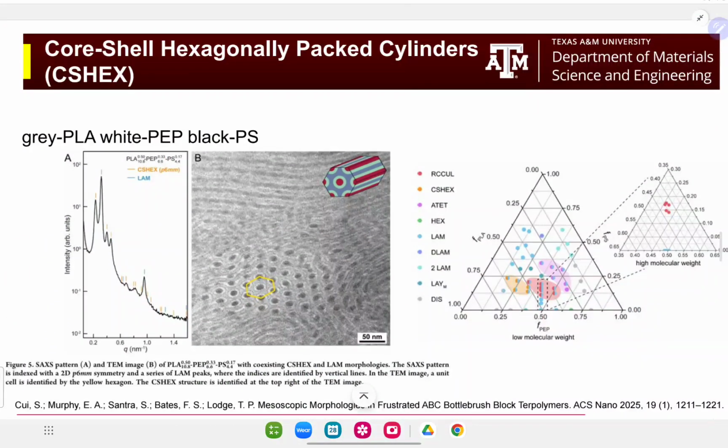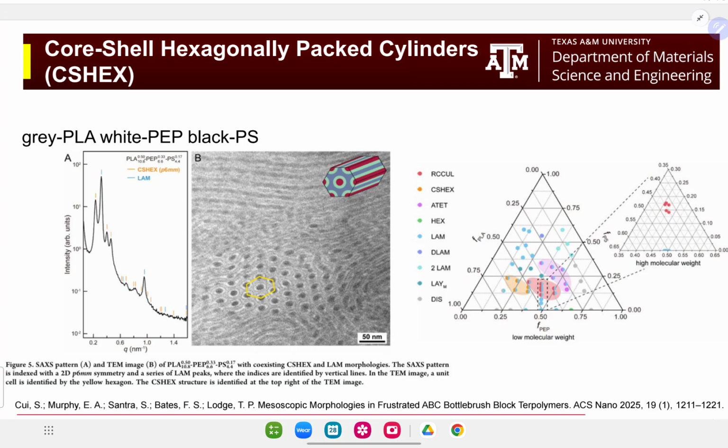Now let's look at the core shell hexagonally packed cylinders, which is short for CSHEX. A core shell variant of the HEX phase was observed in the PLA-rich region, specifically within 0.5 to 0.6 for FPLA, and for FPEP is between 0.16 to 0.34 and 0.13 to 0.24 for FPS. This phase coexisted with LAM structures.